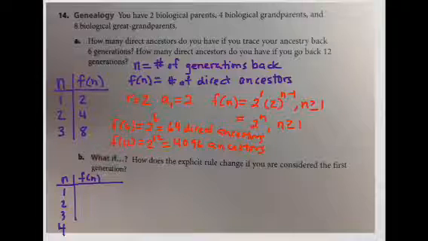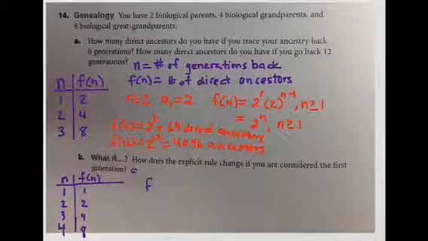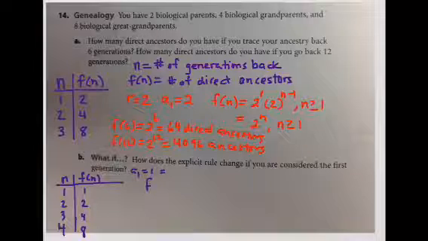Now for part B, it's asking, how would the explicit rule change if you're considered the first generation? So A sub 1 would be 1, because that would be me, right? Just 1. And then the second generation would be your parents, then your grandparents, then great-grandparents. Okay? So you would say A sub 1 equals 1, and R equals 2. So f of n equals the first number times 2.